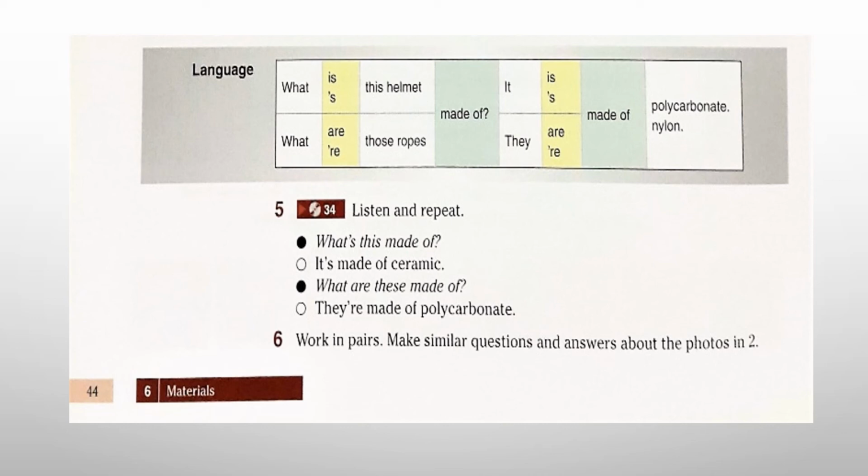Unit 6, Recording 34. What's this made of? It's made of ceramic. What are these made of? They're made of polycarbonate.